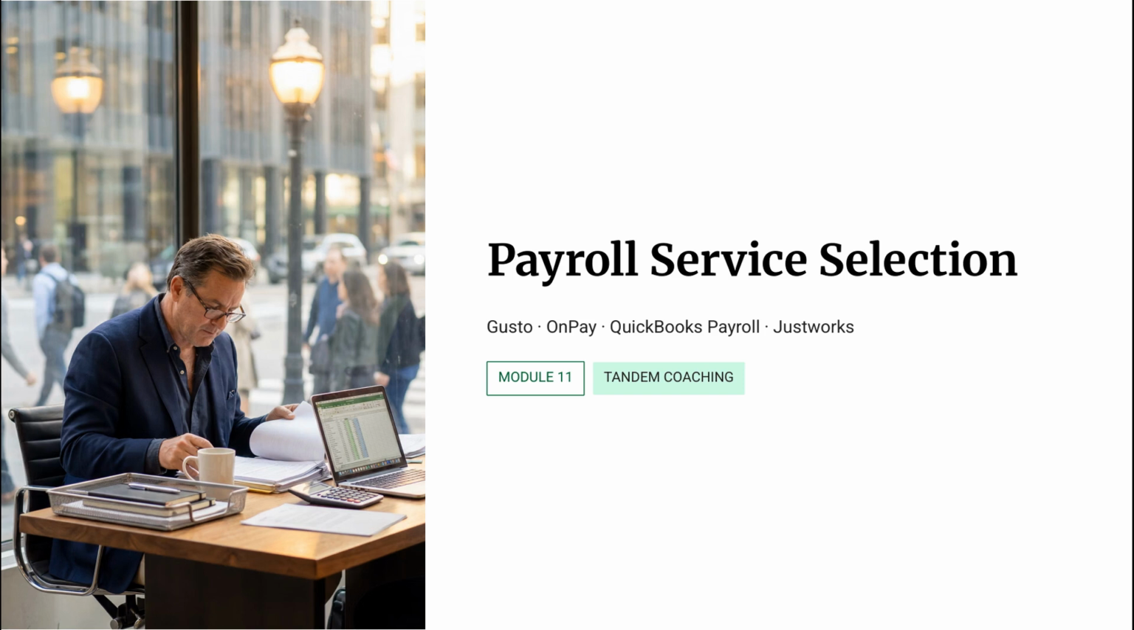The category has 4 common vendors, and the decision between them is 20 minutes of work against the right matrix. This video walks the category at the level you need to pick a vendor and move on. The full evaluation matrix lives in Module 19.5 if you want the scoring detail.